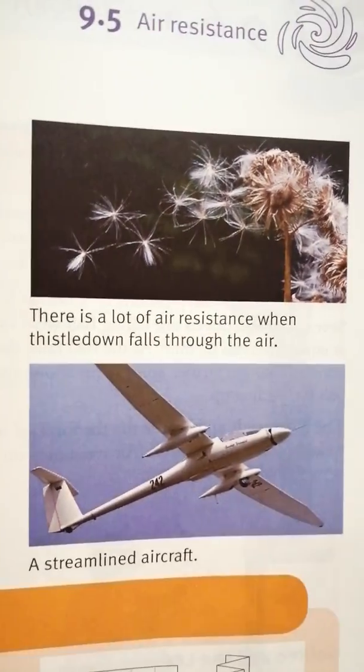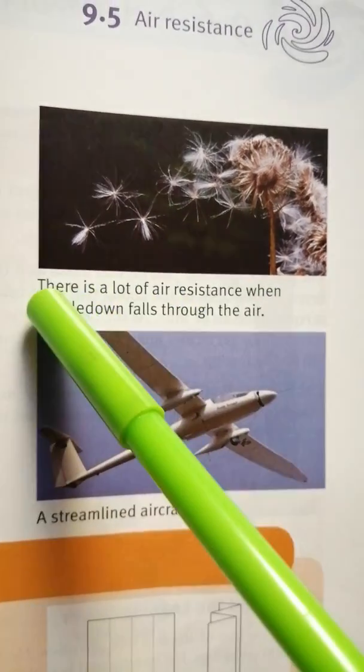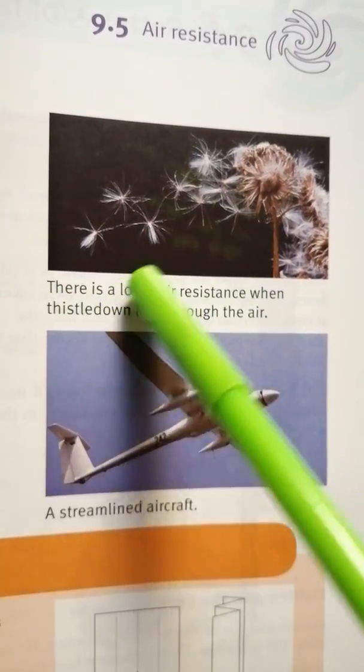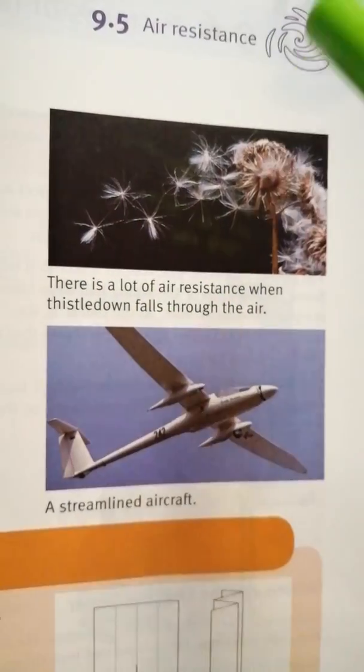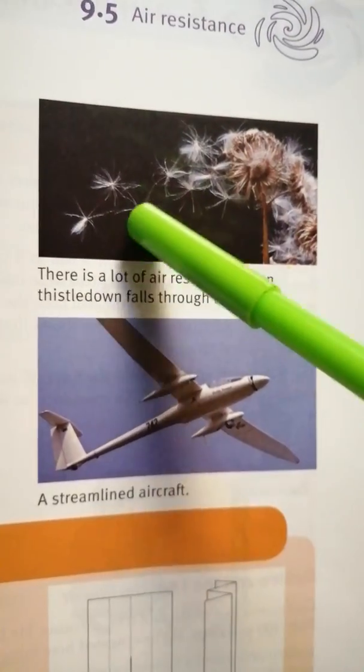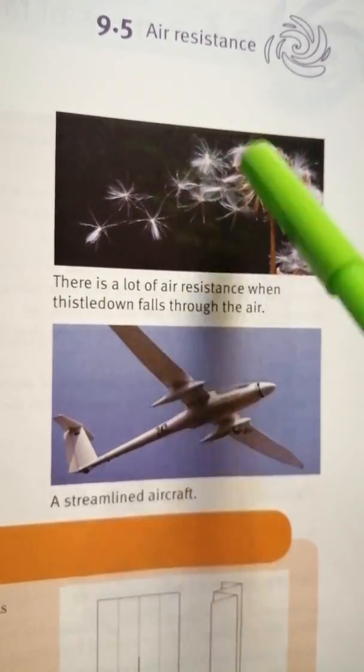Here, looking at the pictures, this is called a thistle, and it's very lightweight. And when the thistle falls down through the air, there's good air resistance, but also it helps carry it away from the mother plant.